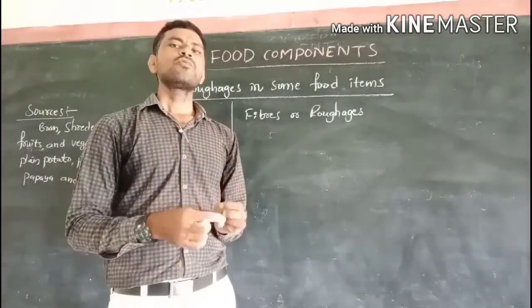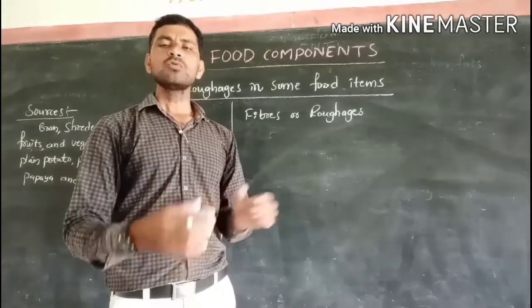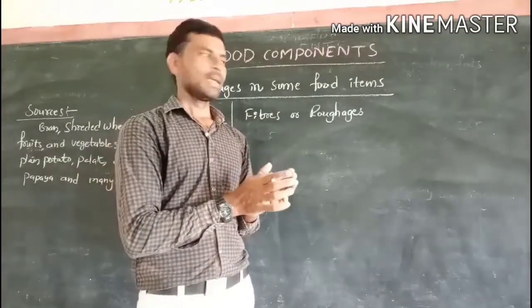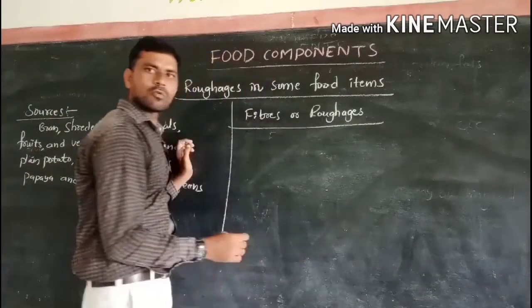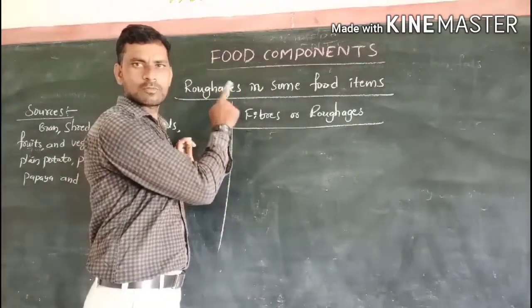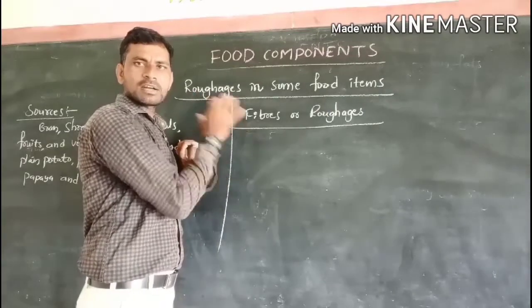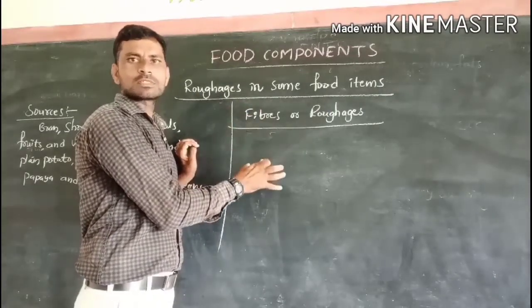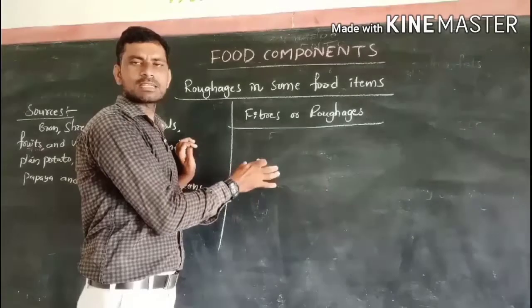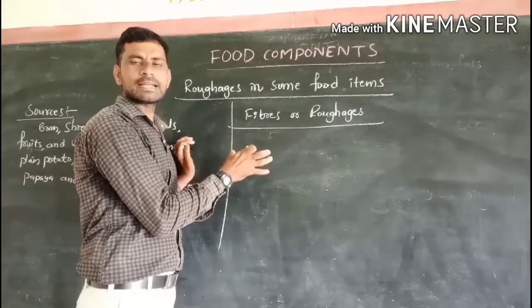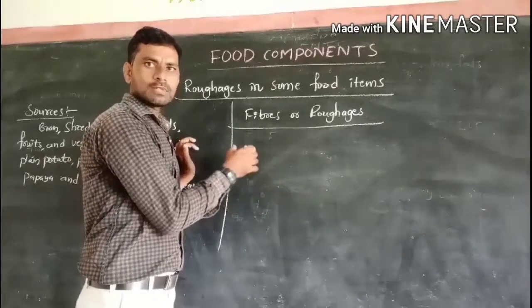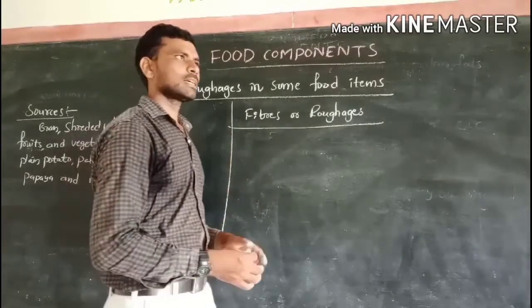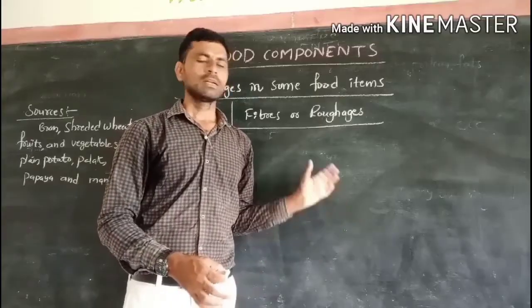And next, what is the main function? How do they help us? The sources are over. Did you understand the sources of fiber or roughages? Different kinds of fruits, vegetables and many kinds of beans all contain fiber. So what is the main function of this? I explained this for understanding.